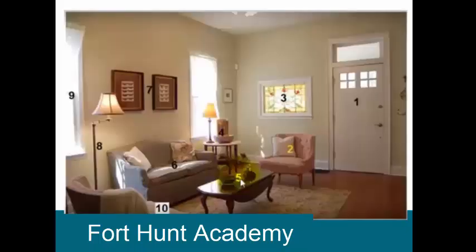So you see place number 1 is the back of the front door. Then place number 2 is that pink seat. Place number 3 is the kind of stained glass window. Place number 4 is that kind of lamp and maybe a fountain there on the table. Place number 5 is the coffee table. Place number 6 is the sofa. Place number 7 is the space between those 2 pictures. And then place number 8 is the lamp. All right.